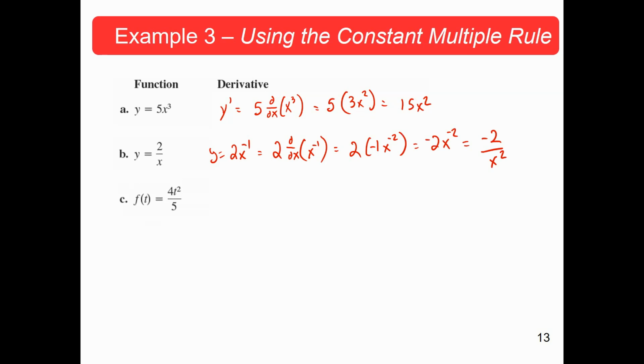What about this? f of t equals 4t squared over 5. Well, this is equivalent to saying f of t equals 4/5 t squared, right? We can just write that 4/5 as a fraction. So now we're talking about 4/5 times the derivative with respect to t of t squared. We're going to do this exactly the same way. Since we're differentiating with respect to t, we treat it just like we did x up here. Bring the 2 out front. So we've got 4/5 times 2t decreased by 1, so to the first power. So this just gives us 8/5 t.